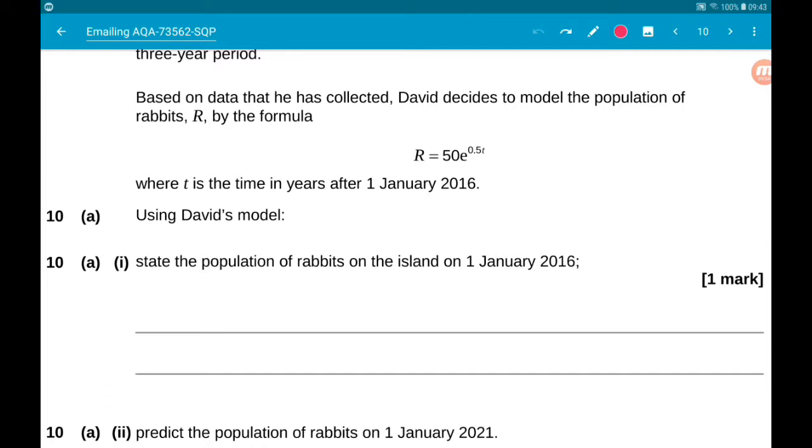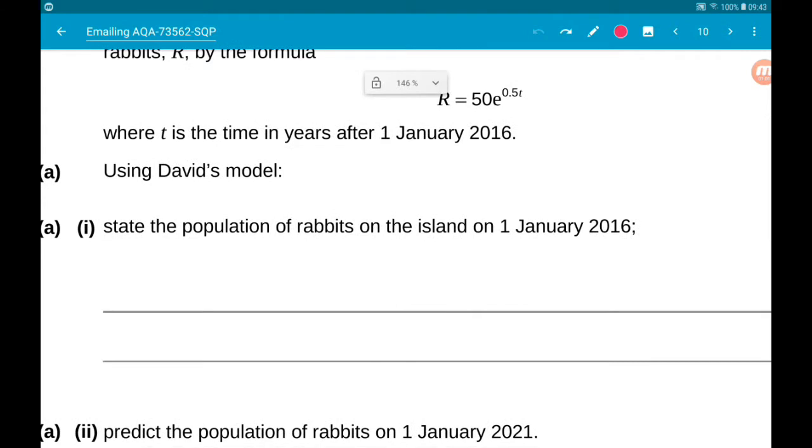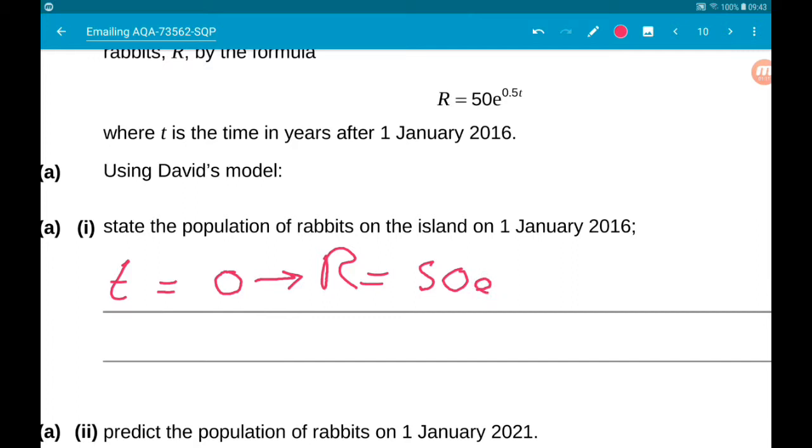For part A, using David's model, we want to state the population of rabbits on the island on the 1st of January 2016. So, at the start, t is equal to 0. That's going to give us R is 50 e to the 0.5 times 0, so e to the 0. e to the power of 0 is 1. So we get 50.